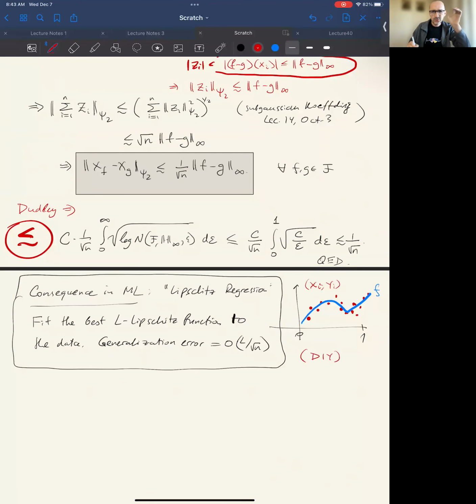Okay, you need to do it yourself and just transport this theorem into supervised learning in the way that we always do. For example, like in the last homework. Any questions?